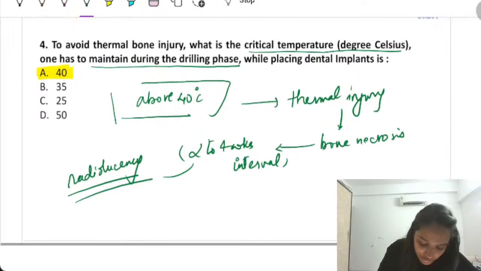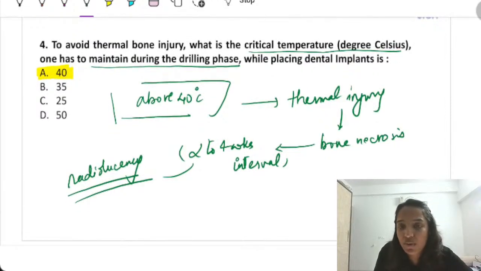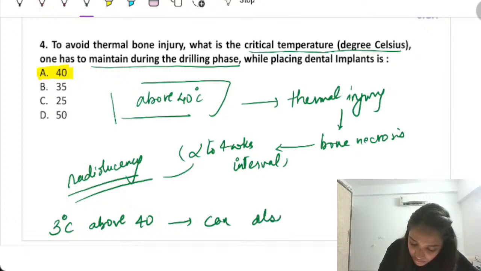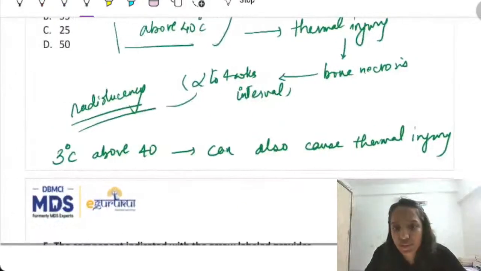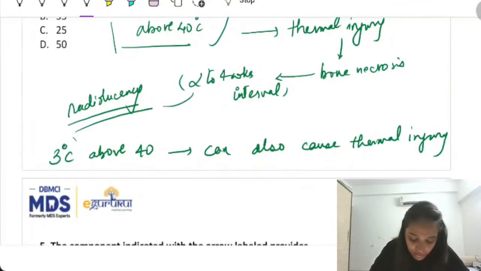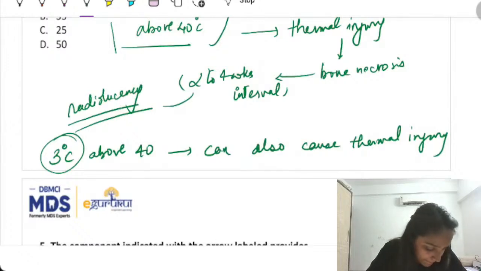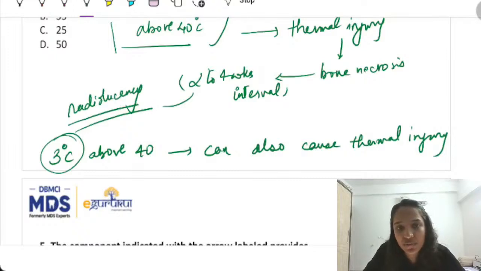Now there is an additional piece of information. How much above 40 degrees can cause damage? As little as 3 degrees above 40 can also cause thermal injury. That means instead of 40, if you even go to 43, you will have thermal injury. Even just 3 degrees above 40 degrees, which is normal, can lead to thermal injury. Is this clear to all of you? The particular question pertaining to dental implants and the correct temperature, is this fine?